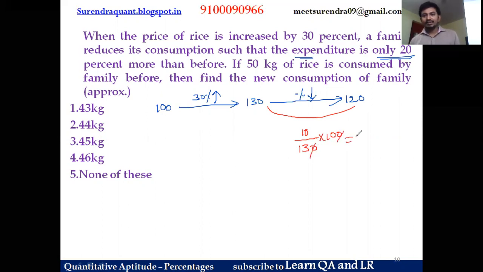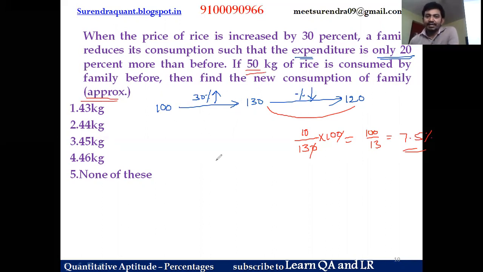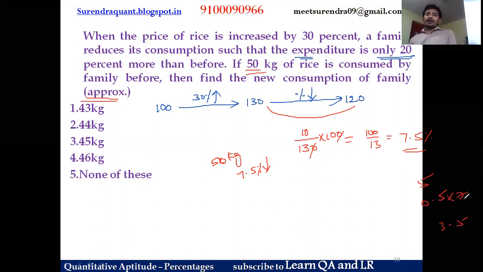So 0 gets cancelled. So this is 100 by 13. 13 7s are 91, remainder 9, so somewhere 7.5%. Approximately, he is asking. Nothing to worry, guys, an approximate value is fine. Initially the consumption is 50 kg, right? So on 50 kg, 7.5% must decrease. What is 7% of 50? 10% is 5, 1% is 0.5, 7% is 3.5 kg, and 0.5 of 7 is somewhere 0.5. So totally somewhere 4 kg decreases, so 46 kg is the final consumption.